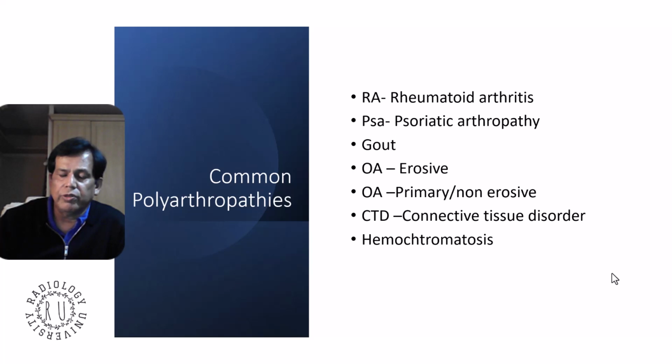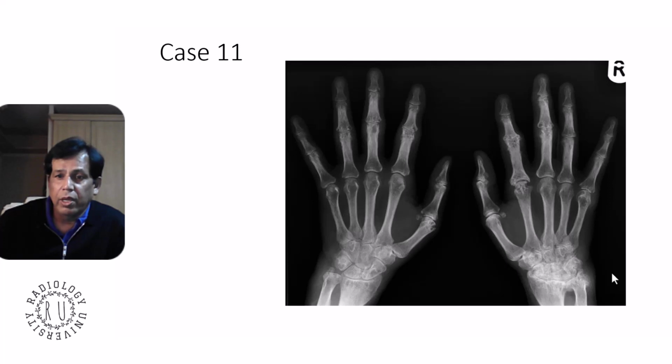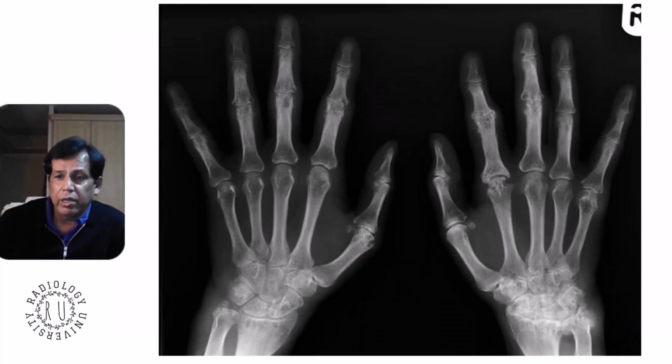So all the connective tissue disorders, and there are other conditions we will go through, like hemochromatosis, which is also very important to know for your exam. Sometimes you can get cases where you can pick it up, as they have very characteristic findings. So case 11, we'll go through it. Let's see whether you can approach this.